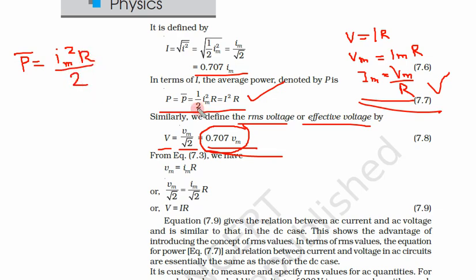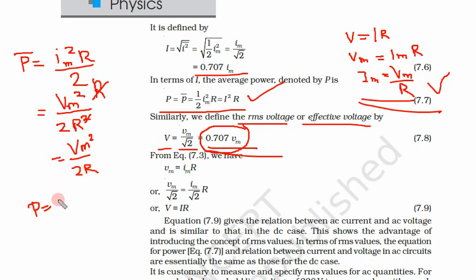Now let us put in the value Vm by R. So we get Vm square by 2 R square, and one R gets cancelled out. So we get Vm square by 2R. What is the power consumed in a DC circuit? In a DC circuit, power consumed is V square by R.